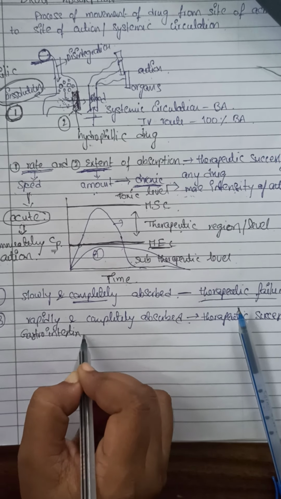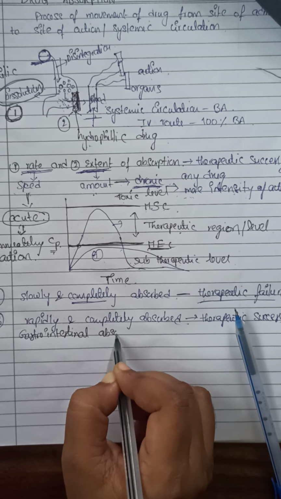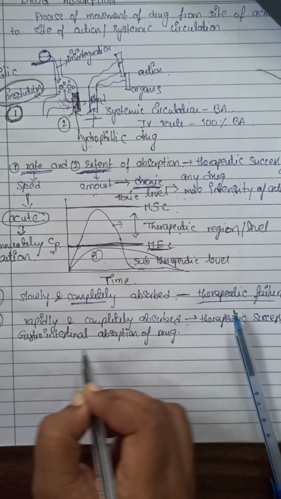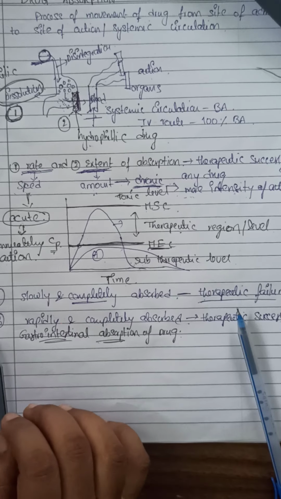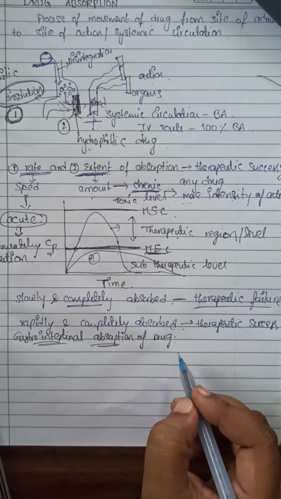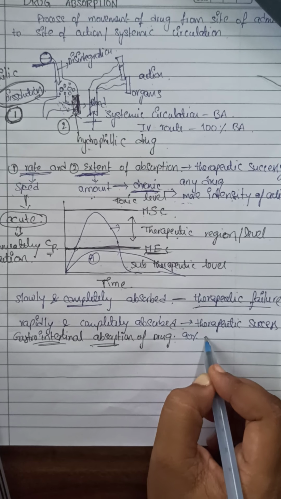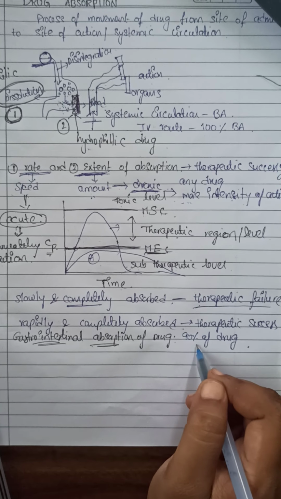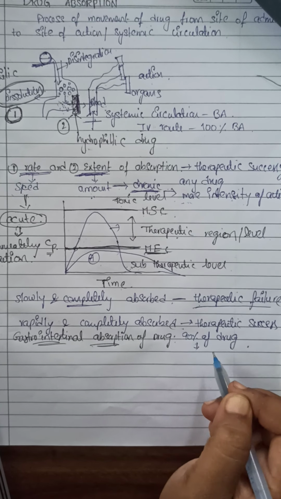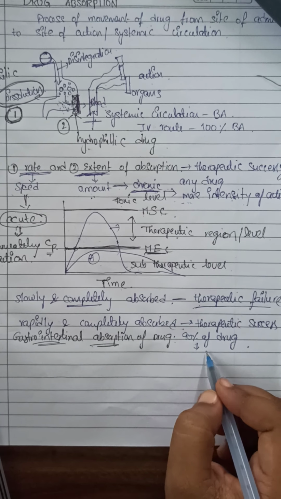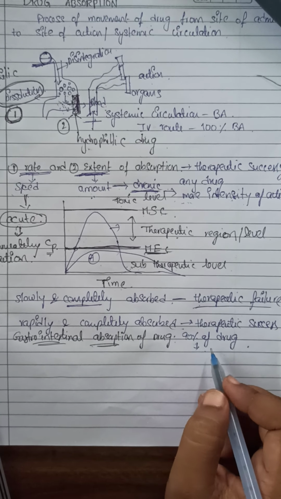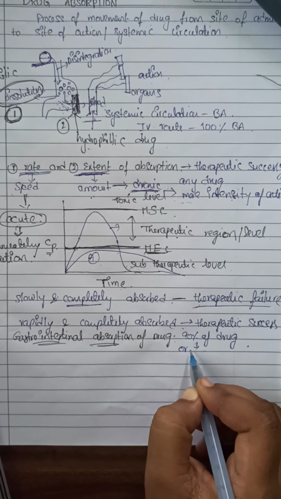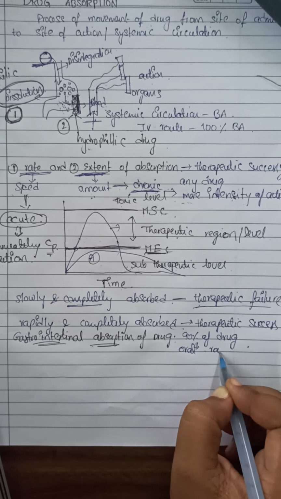Gastrointestinal absorption of drug, because of more patient compliance, 90% of the drugs are administered by the oral route. Hence, for any drug to show its therapeutic action, it must cross the biological membrane. That means most of the drugs are administered by the oral route.